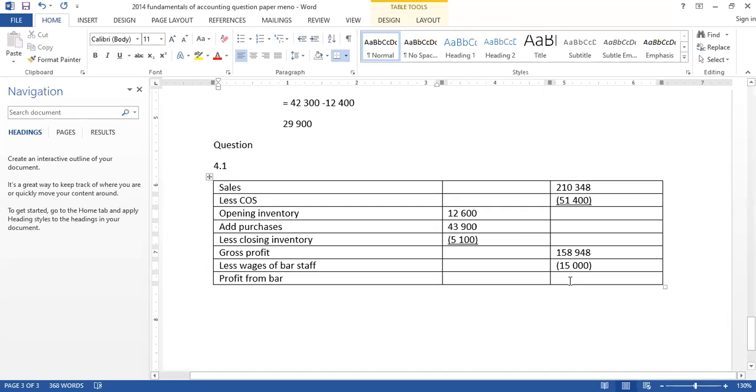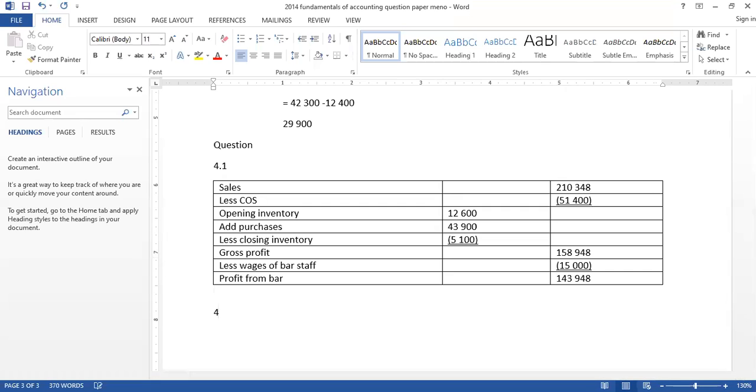Profit from bar. Okay, so how much is our profit from bar? It's 143,948. So the profit from bar was 143,948. Okay, that was 4.1.